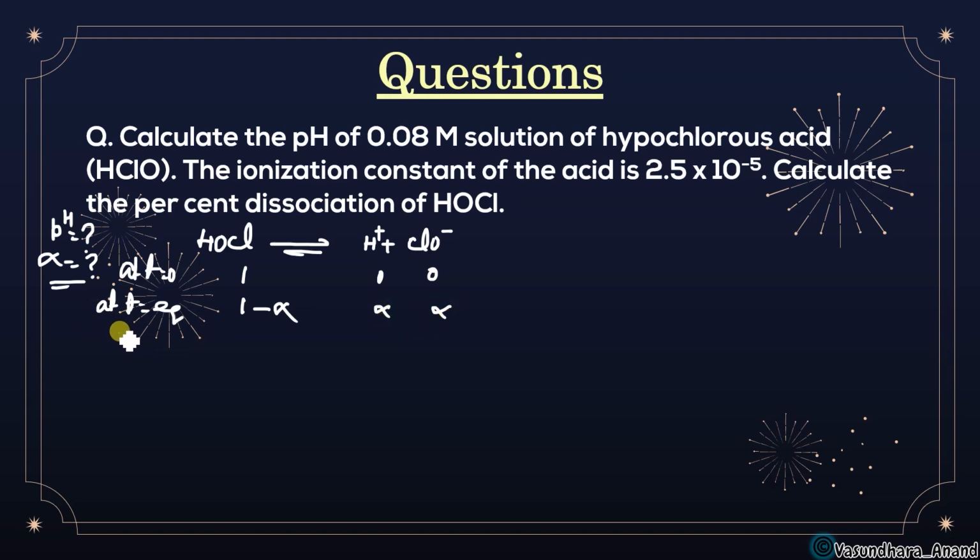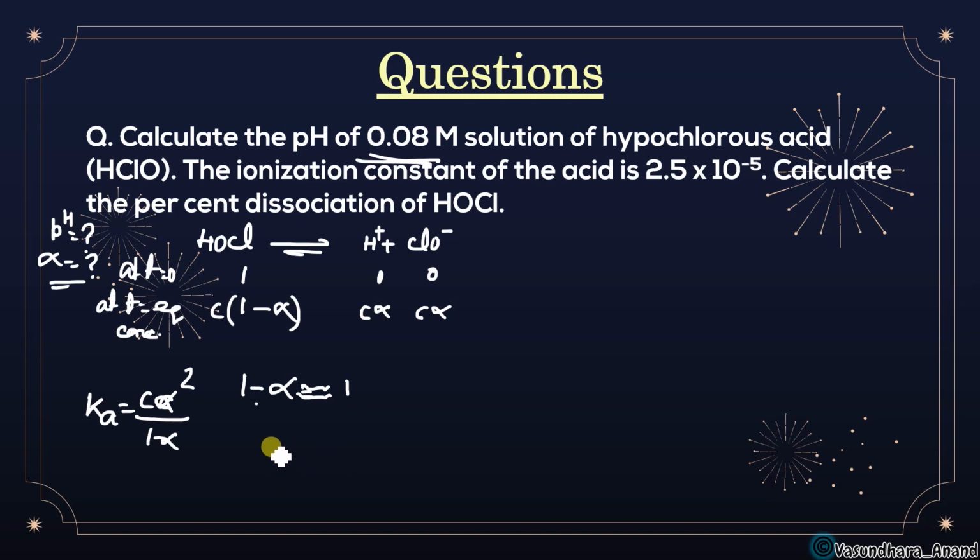If I talk about the concentration, multiply by C for both, and C is given, 0.08. Any doubt? So in this case, if you write the Ka, you will get C alpha square upon 1 minus alpha. Since alpha is very small, you can neglect it, and 1 minus alpha will be approximately equal to 1. So Ka is equal to C alpha square, and hence alpha will be the root of Ka upon C.